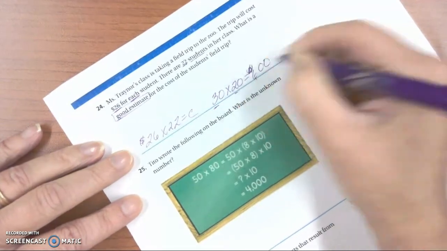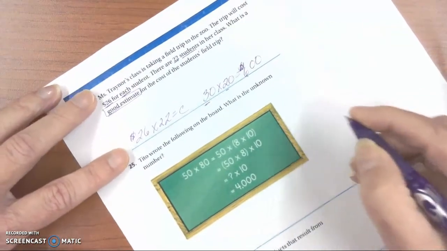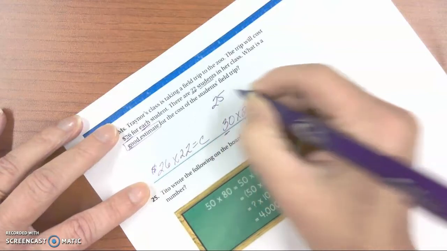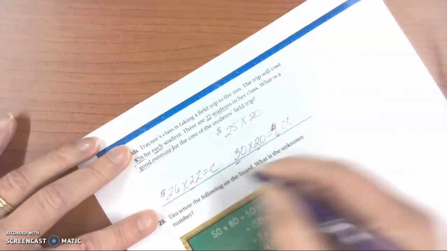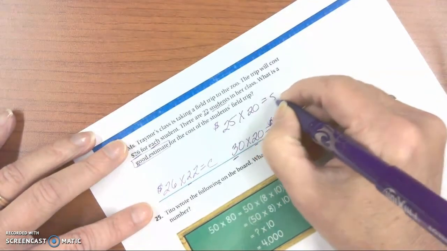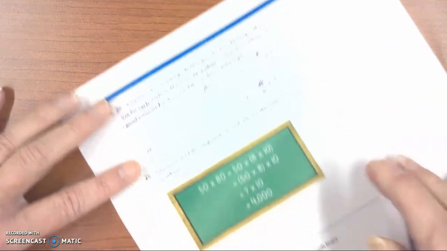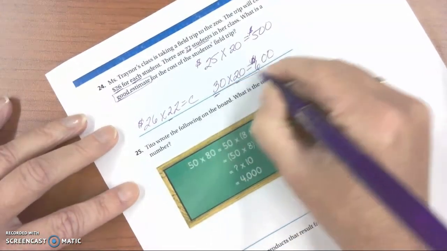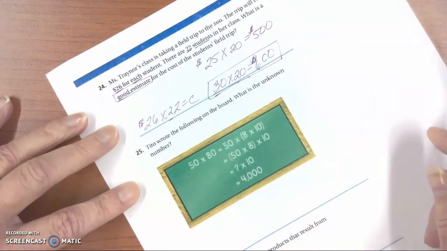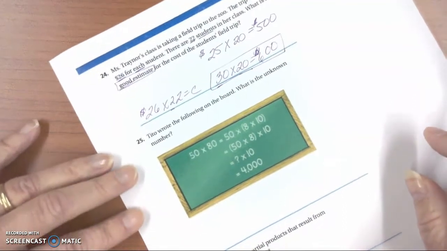I could also estimate using compatible numbers, so I could say 26 is about 25 times 20, so rounding that 22 to 20, and that would be $500. But when you're estimating with money, you want to make sure that you have enough, so I would probably go with this estimate to make sure that I had enough money.